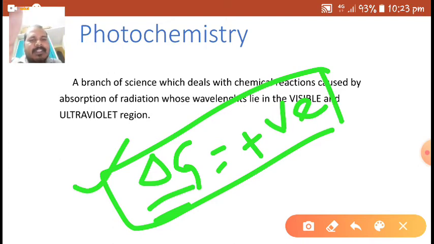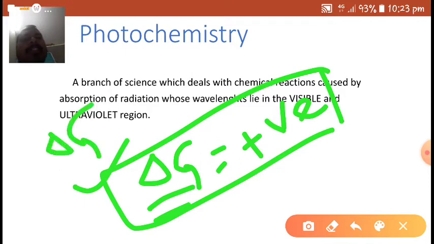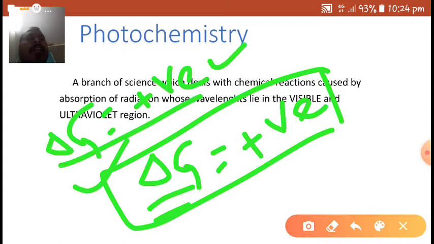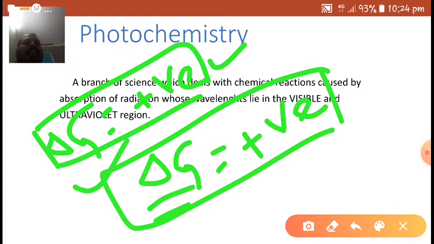So thermal reactions are usually accompanied by decrease in free energy. But it has been noted that certain photochemical reactions are accompanied by increase in free energy. Increase in free energy means delta G is positive. For photochemical reactions, even if the changes in free energy have positive values, the reactions can take place. In thermal reactions, molecules of reactants undergo chemical reaction if they acquire activation energy by collision.